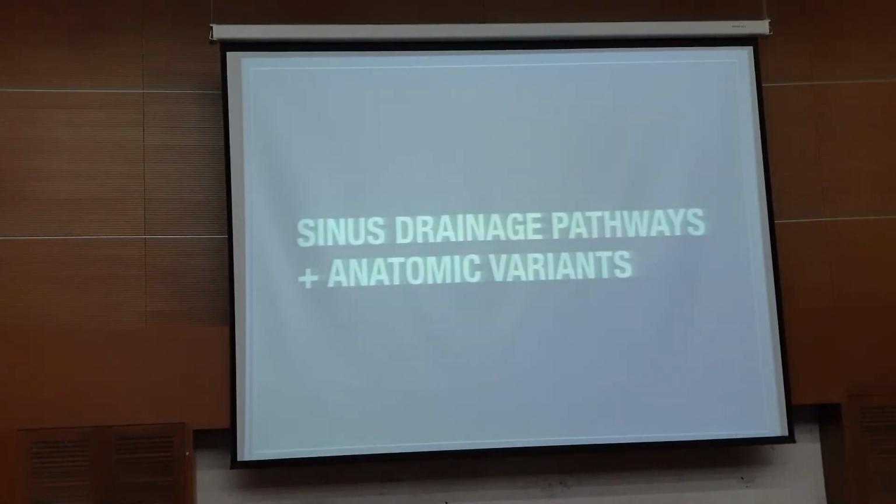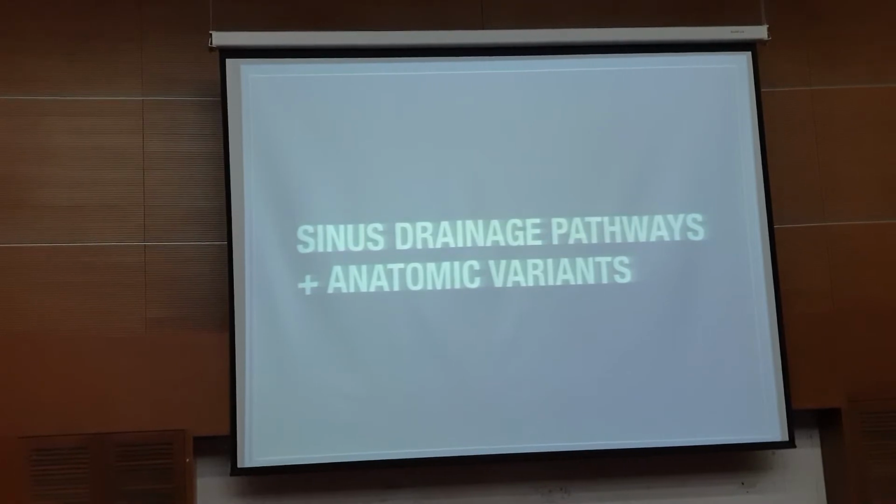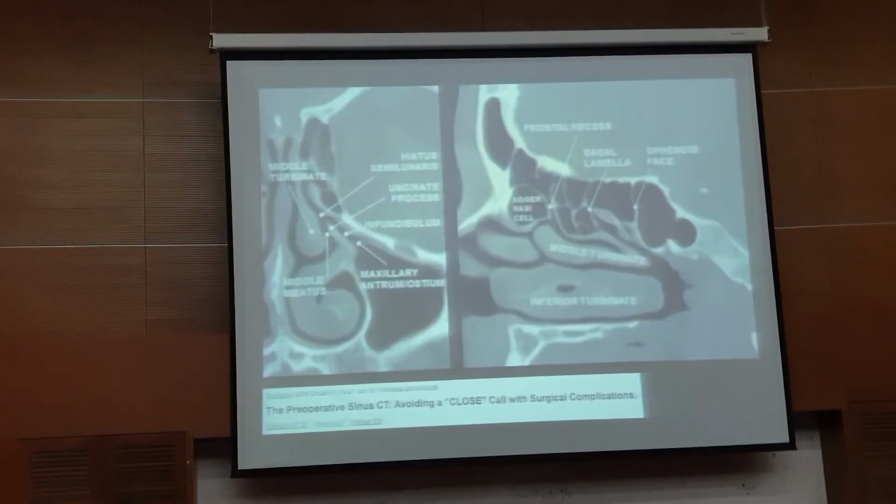Okay, so let's go to sinus drainage pathways and variants. This is the more important bit. When we look at a perennial sinus CT, the coronal view is best for the OMC because you can see all these things there. And you all know what all these things are, so I won't go through that.